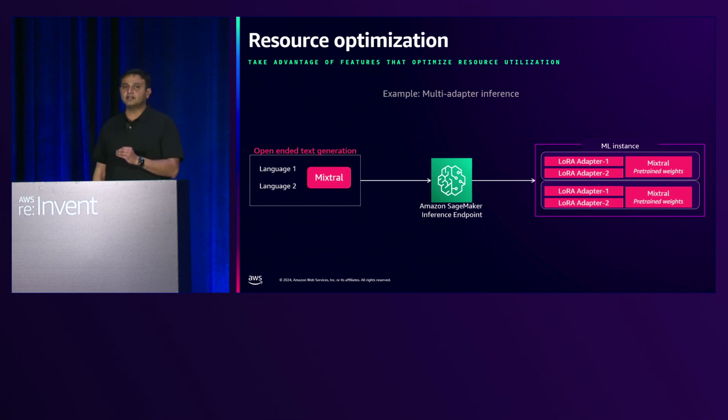SageMaker inference endpoints natively support multi-adapter inference endpoints. So all you need to do is register your adapters along with the inference endpoints, and SageMaker inference endpoints takes care of loading the right adapter to respond to the query and serve the query back within few milliseconds.